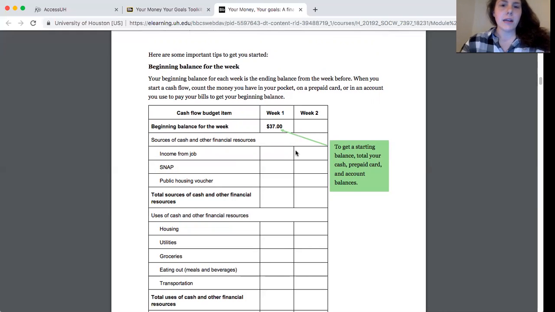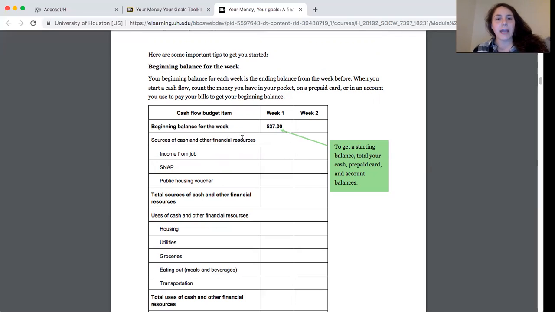So right here is the beginning balance for the week. You'll see this number, 37. So when I log into whatever financial institution I have, say this is my Bank of America checking account, I have $37, okay? I have no cash, no savings, nothing, just $37 in my checking account.